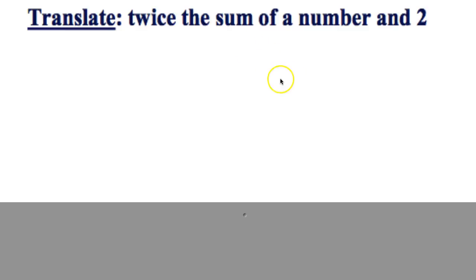So we did this a couple lessons ago, translating verbal phrases. So this says twice the sum of a number and 2. I know sum means I'm adding two things. A number, that's a variable, I'll use n in this example, and 2. Okay, so the sum of a number and 2, I can say that's 2 plus n, and twice means 2 times, right? So I need to multiply this whole thing times 2. Perfect.